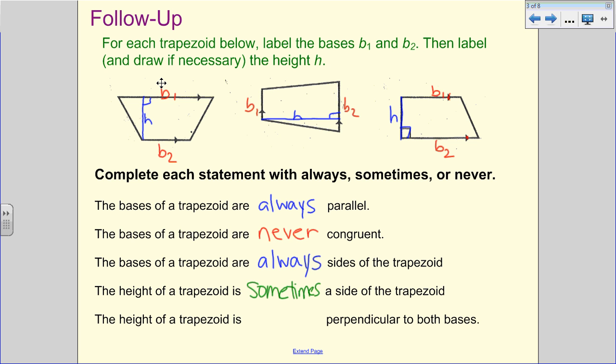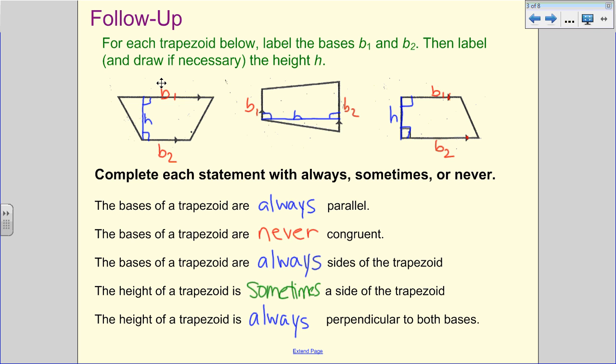Then it says the height of a trapezoid is blank perpendicular to both bases. We only have a 90-degree angle drawn in here, but we know that these two angles have to add up to 180. So if it's 90 here, it has to be 90 here between those parallel lines. The same thing here: if these are same-side angles between the parallel lines, then this has to be 90 degrees, and then this would have to be 90 degrees. So the height of a trapezoid is always perpendicular to both bases.